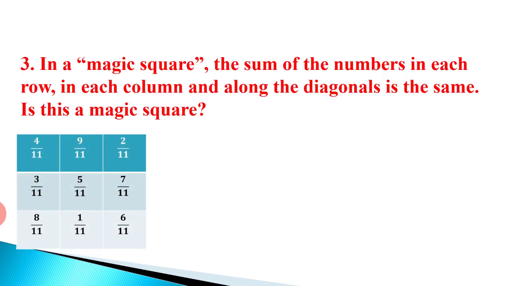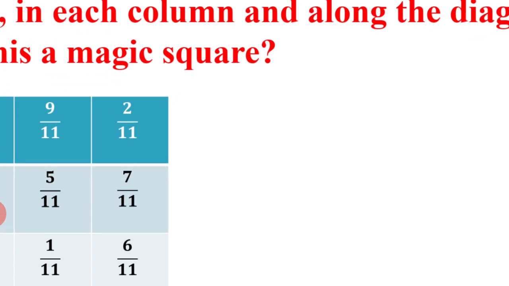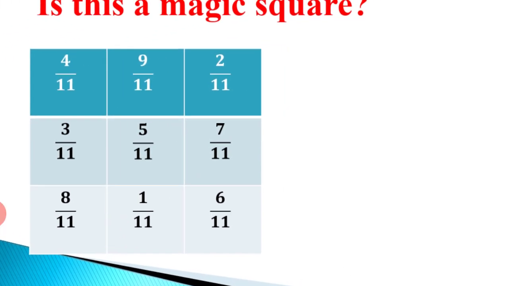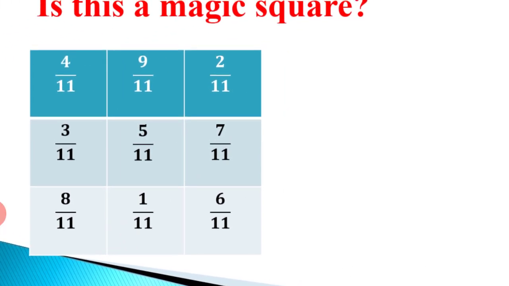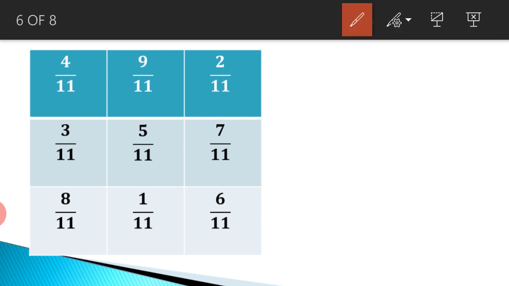Now, as in chapter 1 also we have studied magic square. What happens in magic square? In magic square, sum of rows and columns is always same, and even diagonals. Now which are the rows? First row, 4 by 11, 9 by 11, 2 by 11. All the fractions are like fractions. Is it easy to add them? So you can add even orally.